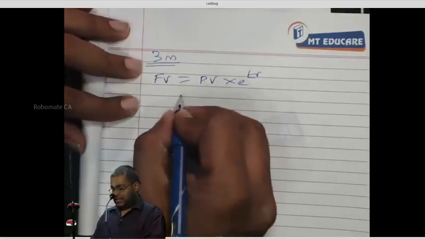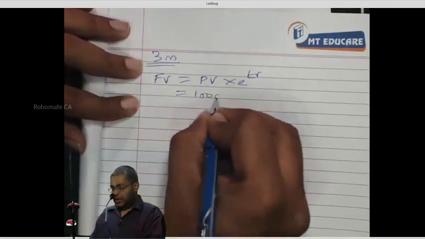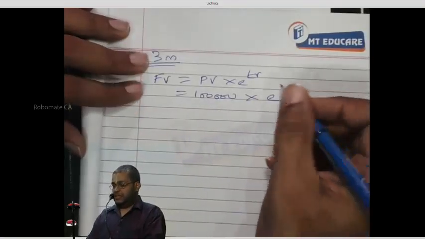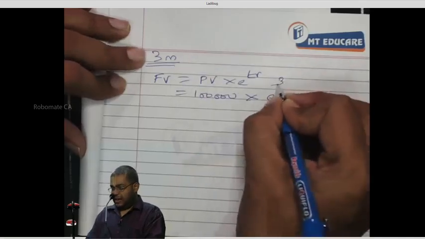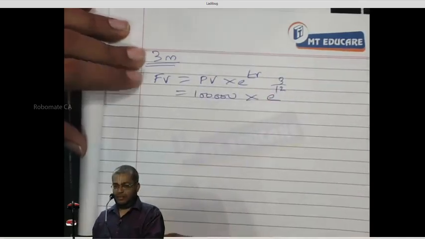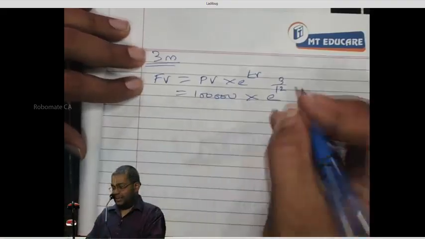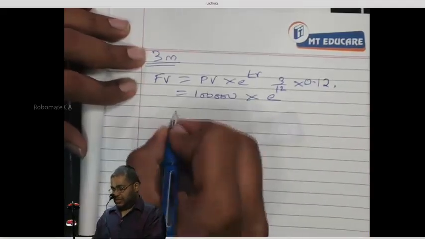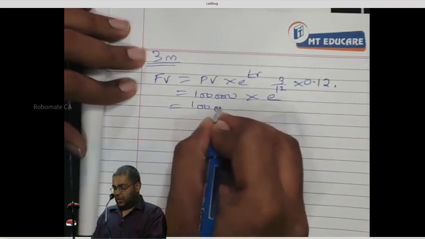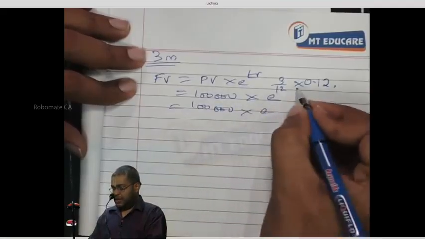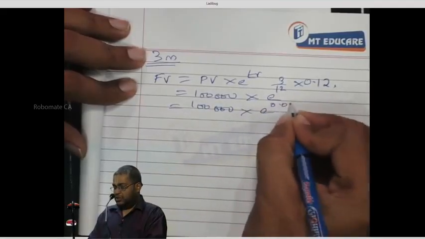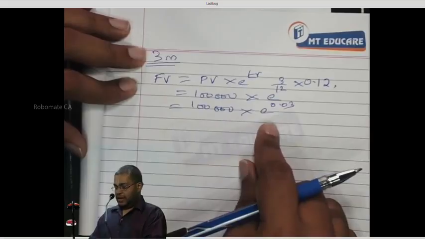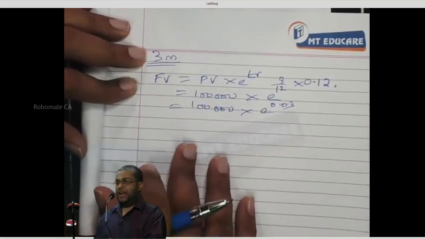Okay. Now, what is present value? 1 lakh into e power t. How many years is 3 months? 3 by 12 years, correct? 3 by 12 years into rate of interest, 0.12. So e power 3 by 12 into 0.12. Then it is 1 lakh into e power what? 3 by 12 into 0.12 gives you 0.03. 1 lakh into e power 0.03. I hope everybody is understanding it or not?